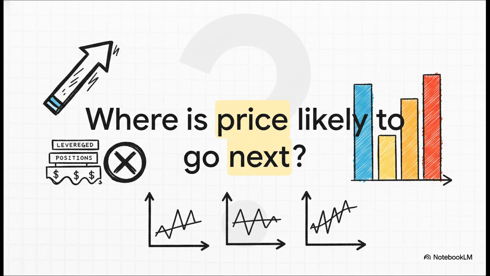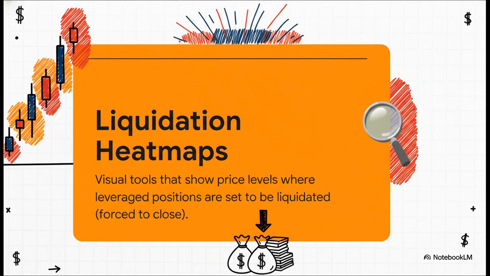Well, one of the most powerful ways to get a hint is to look at something called a liquidation heat map. It shows us exactly where huge clusters of leveraged trades are set to be force closed. So what are these things? Well, liquidation heat maps are pretty much what they sound like. They're visual charts that highlight the exact price levels where a ton of leveraged longs or shorts are going to get liquidated, forced to close by the exchange.